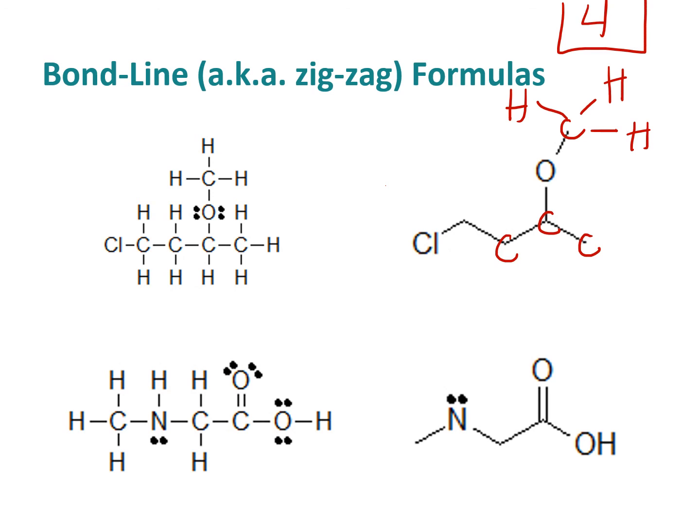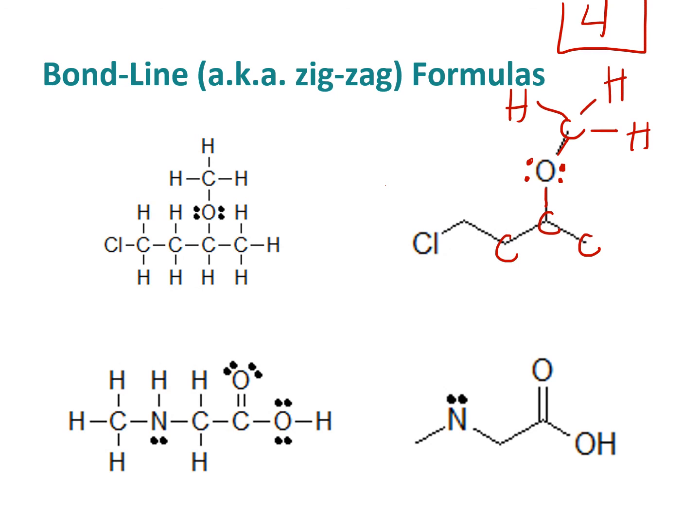Another thing you can draw in is lone pairs, just because you know the bonding patterns now of each type of atom. We know that oxygen likes to have 2 bonds and 2 lone pairs, so that's why I'm drawing those in. And now I'm going to draw in every hydrogen missing on this structure.